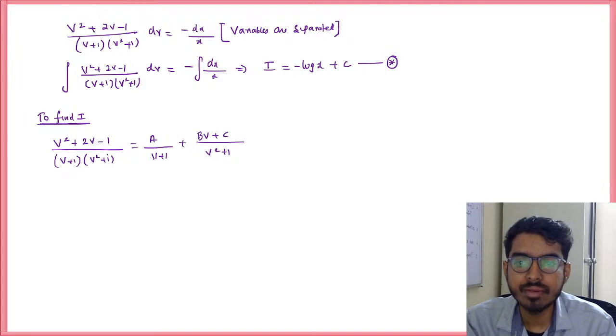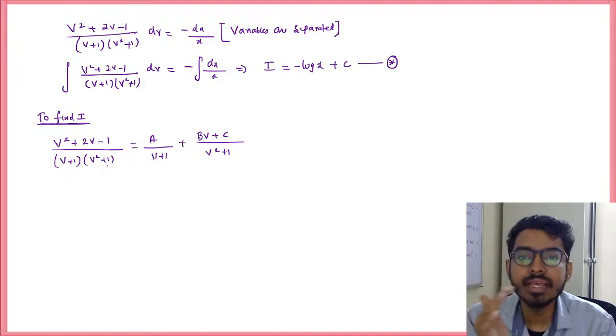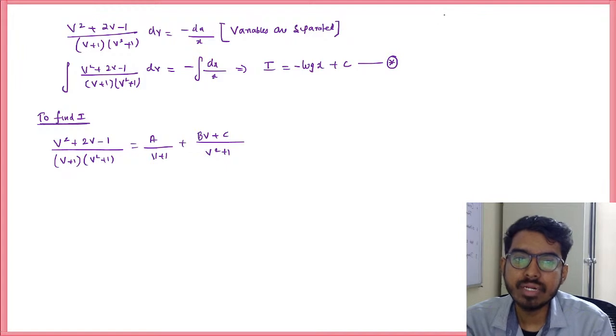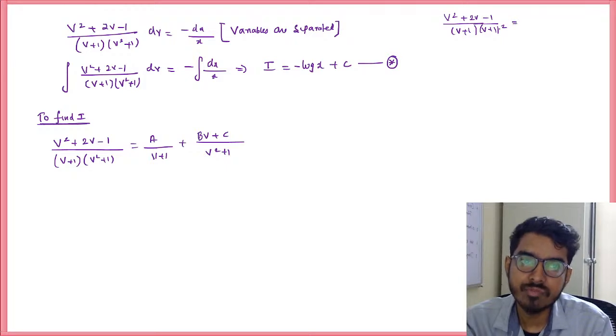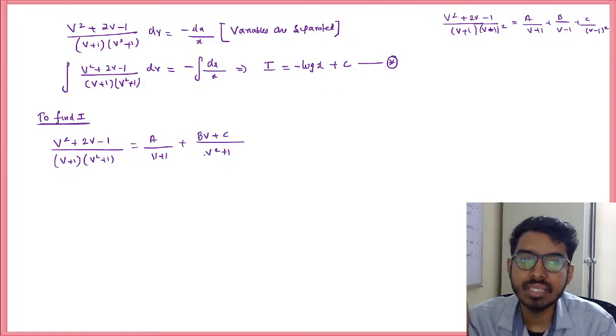Type 1 you know, right? If it is distinct, you will write a by, b by, c by. For example, if you have type 2, suppose you have like this, b square plus 2b, let's write like this: (b minus 1) into (b plus 1) whole square. This will be a type 2 partial fraction, right? If you have a whole square, you write a by (b plus 1), b by (b minus 1), c by (b minus 1) whole square. This is how to write type 2 partial fraction. This is type 3. That's it, right?